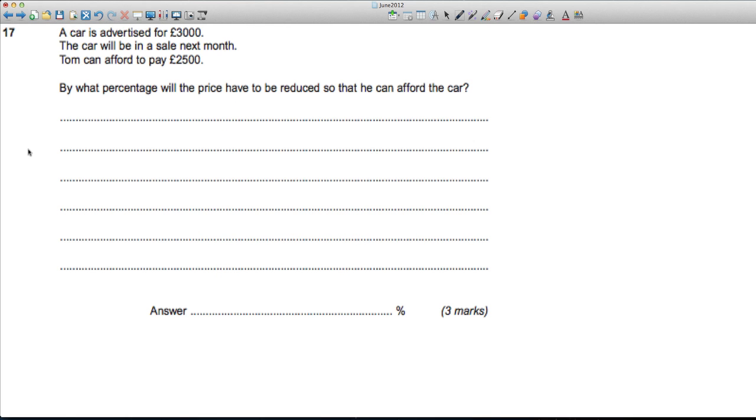Question 17. A car is advertised for £3,000. The car will be in the sale next month. Tom can afford to pay £2,500. What percentage will the price have to be reduced so that he can afford the car?